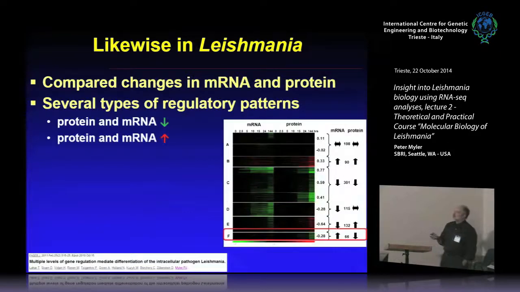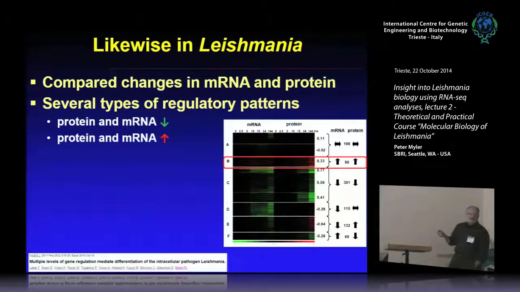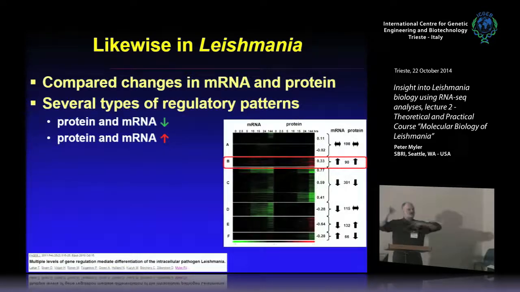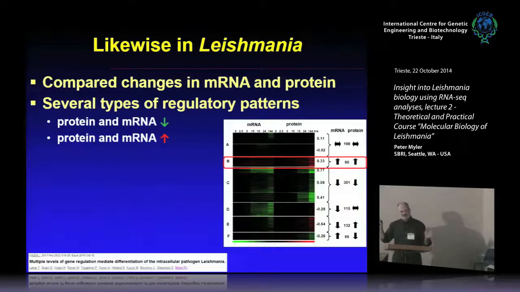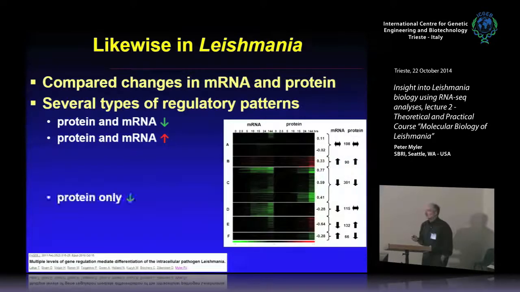And then we had another 90 where the RNA went up and the protein went up. So about just a little bit less than half of all of these genes, the RNA and the protein levels went in the same direction. We had another 198 genes where neither of them changed. So maybe 2/3 of the genes, the RNA and the protein agreed reasonably well. Not perfectly, but reasonably well.